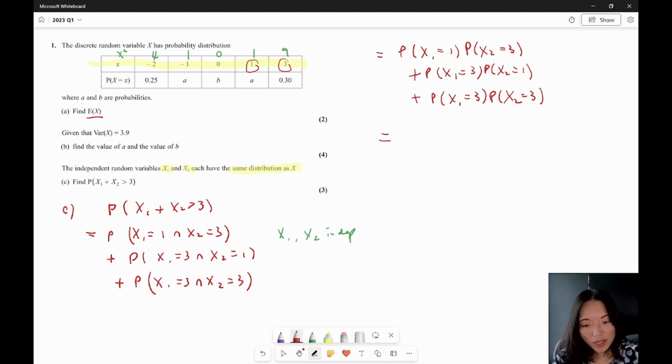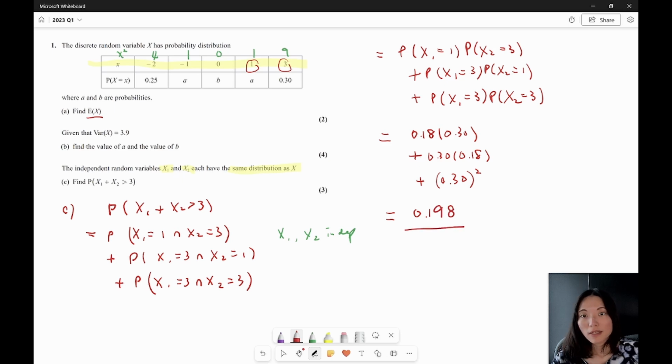Now that's easy. So we know that probability of x1 equals 1 is a, and a is 0.18, times 0.3, plus 0.30 times 0.18, plus 0.30 all squared. That equals 0.198. So that's our answer to part C. A straightforward warm-up question. Hope you follow this.